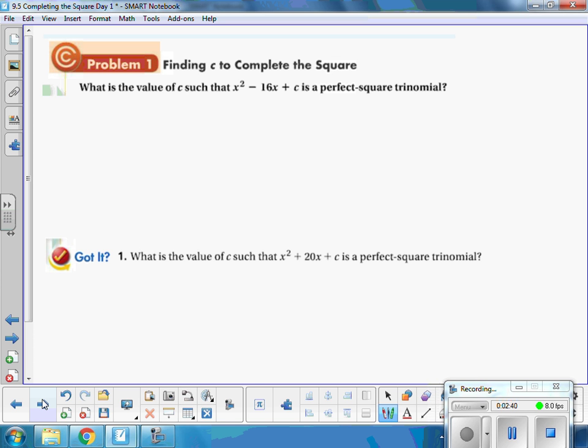So I have x squared plus 16x plus c, and we're trying to get our c term. Remember my formula: I'm going to take b, use half of it, and square it. Now my b term is negative 16 as represented here. So let me substitute that in. It's negative 16. I want half of that, and then I'm going to square it. And when I do that, I get 64.